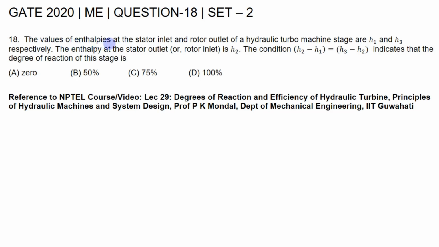The values of enthalpies at the stator inlet and the rotor outlet of a hydraulic turbo machine stage are H1 and H3 respectively. The enthalpy at the stator outlet or the rotor inlet is H2. The condition H2 minus H1 is equal to H3 minus H2 indicates that the degree of reaction of this stage is, so we need to find the degree of reaction of the hydraulic turbo machine when H2 minus H1 is equal to H3 minus H2.